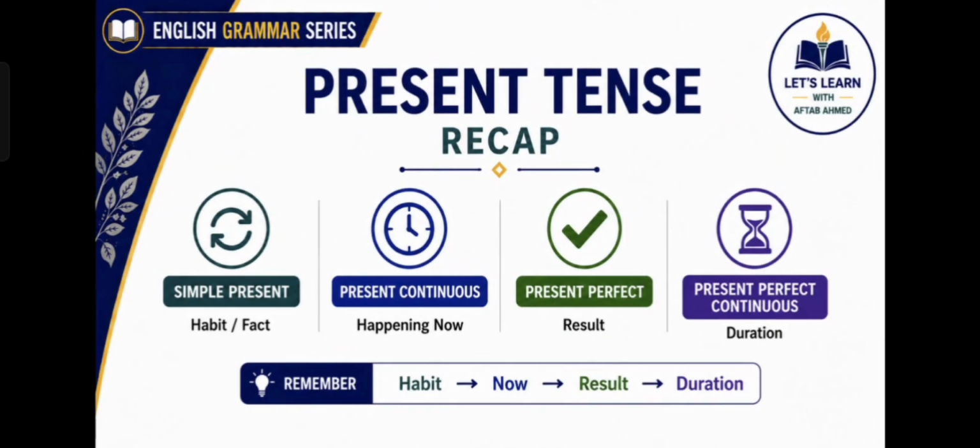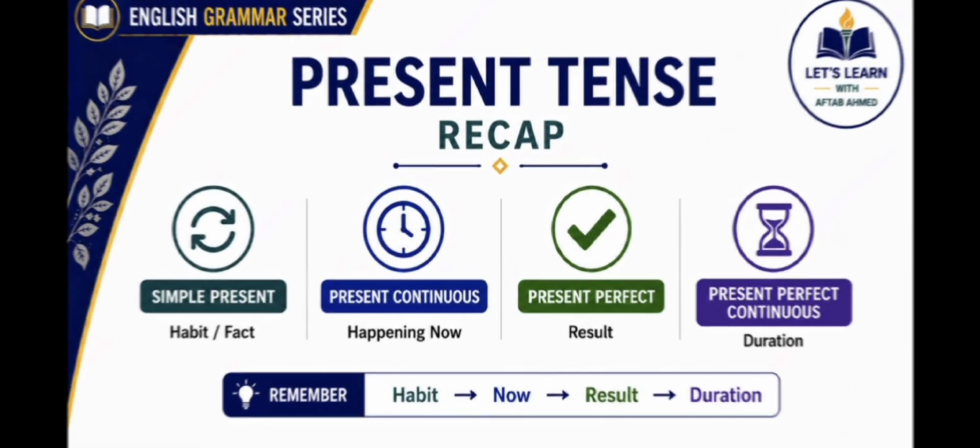Before we finish, let's quickly revise. Simple present for habits and facts, present continuous for actions happening now, present perfect for completed actions with present results, present perfect continuous for actions continuing over a period of time. A simple memory trick is habit, now, result, and duration. Keep these 4 keywords in mind and you will always be able to identify the correct present tense.